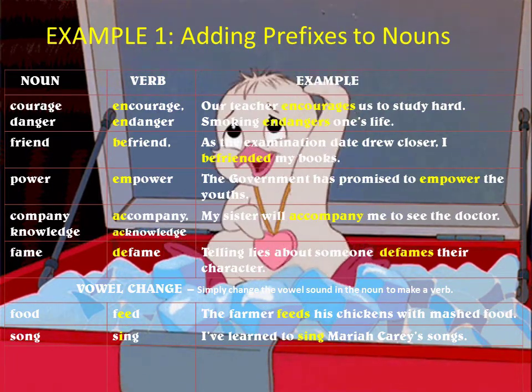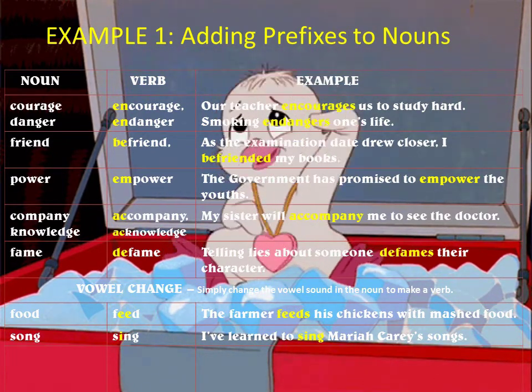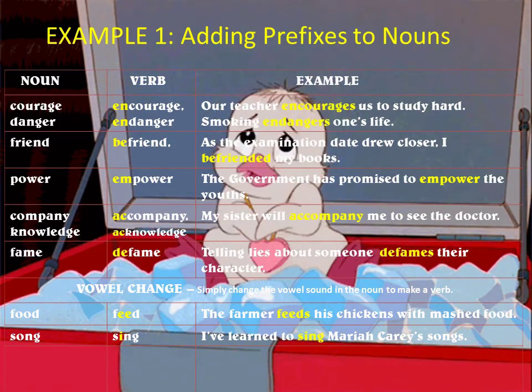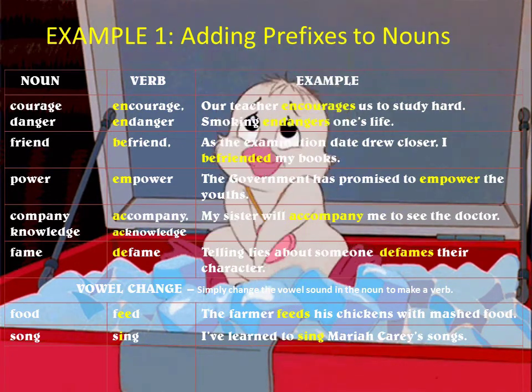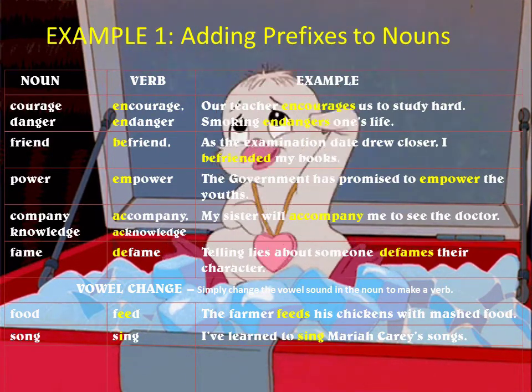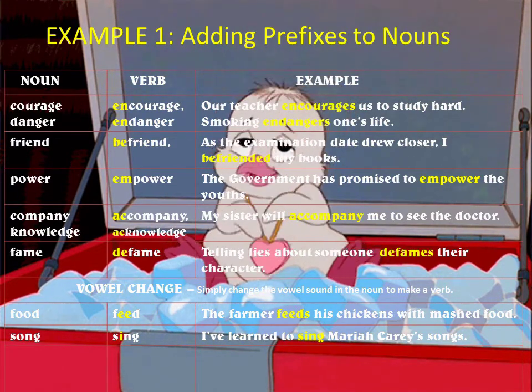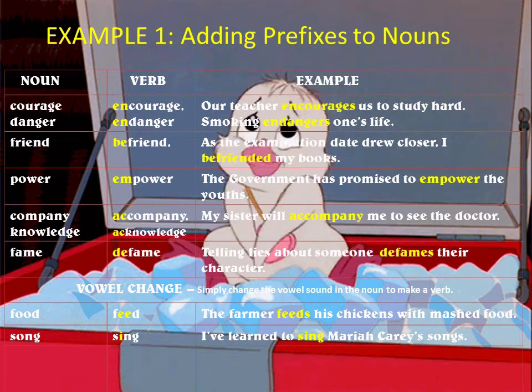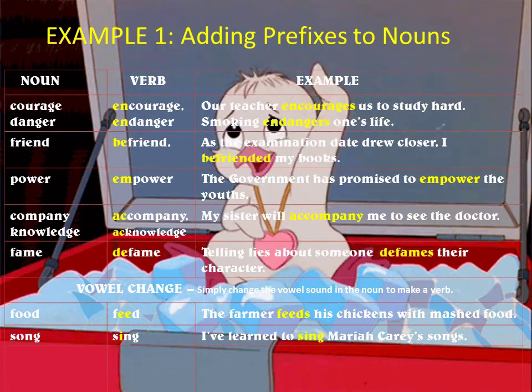Now, all of you know that friend, of course, is a noun. Now, should I add be in front of friend, and I have befriend, and that means to make someone a friend, to make something a friend. Okay, so as the examination date drew closer, I befriended my books. In other words, I made friends with my books. Now there are more examples you can see on the screen.